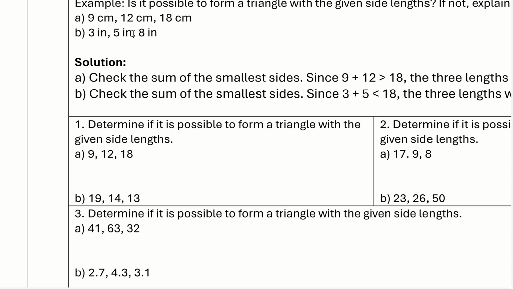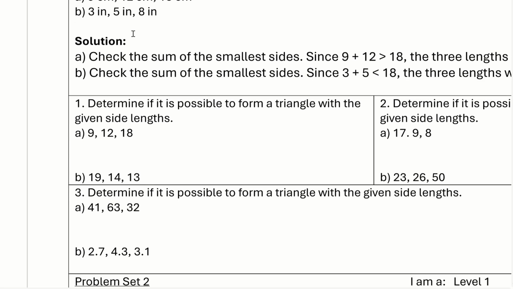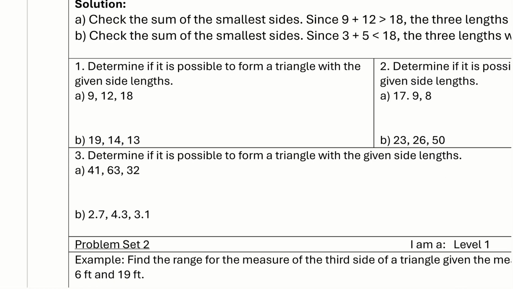If you subtract the two sides and it's smaller than the third side for all the sides, then it also forms a triangle. But the easiest way is just to add them. So add the two shortest sides, and that should be bigger than the third side, the longest side. Now, is that true? Well, 9 plus 12 is 21, and 21 is bigger than 18, so that's true. So yes, it is possible.